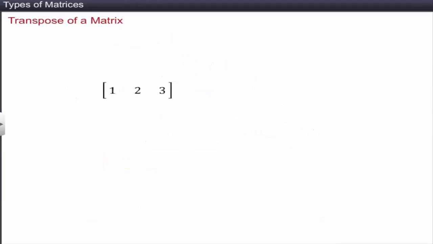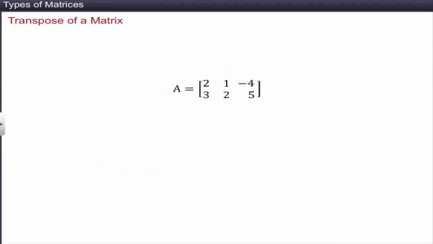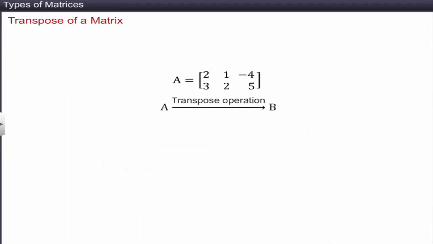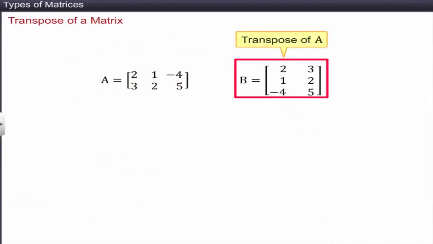Suppose we have a matrix. If we interchange the rows and columns of this matrix, we will get a new matrix. This is called the transpose operation. To understand this, let's find the transpose of matrix A as shown. Let the matrix that we obtain after transposing A be B. The first row of matrix A becomes the first column of the matrix B. Similarly, the second row of A becomes the second column of B. Now, the completed matrix is the transpose of A.